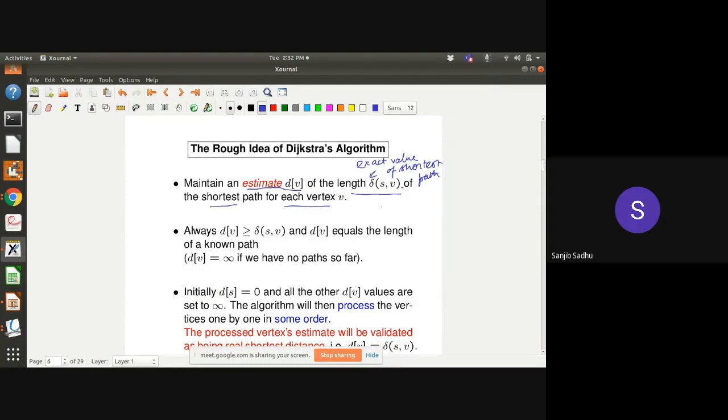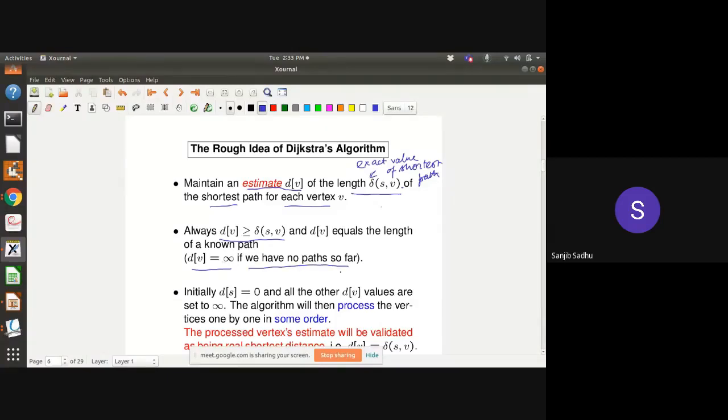Initially it will be very large. Then I will change it, minimizing it as the tree grows. Then I will update it so that finally dv becomes delta SV. So that's why dv is an estimate, not the minimum path length from S to V. But finally we will make it equal to delta SV, which we need to compute. So always dv is greater than or equal to delta SV, and dv equals the length of a known path. If there is no path from S to V so far, then we will make it infinity.